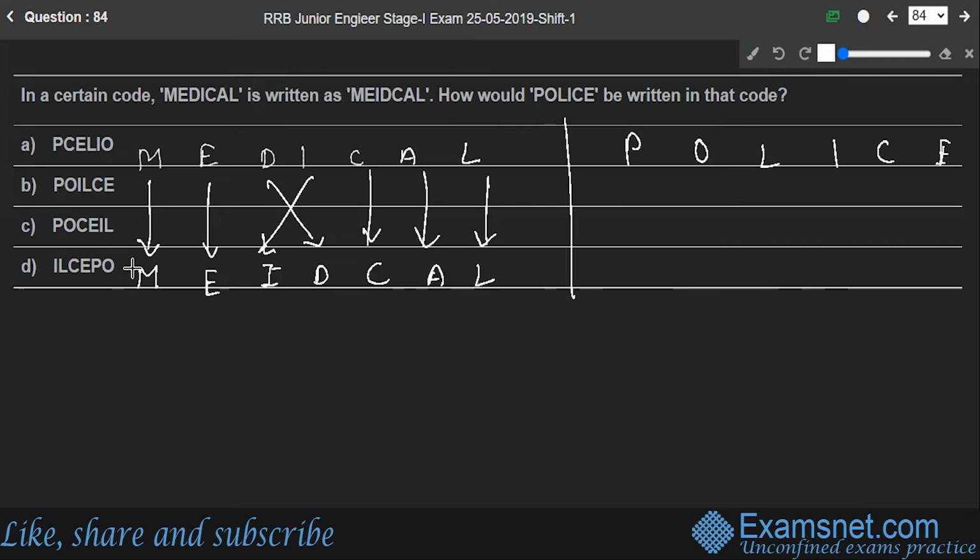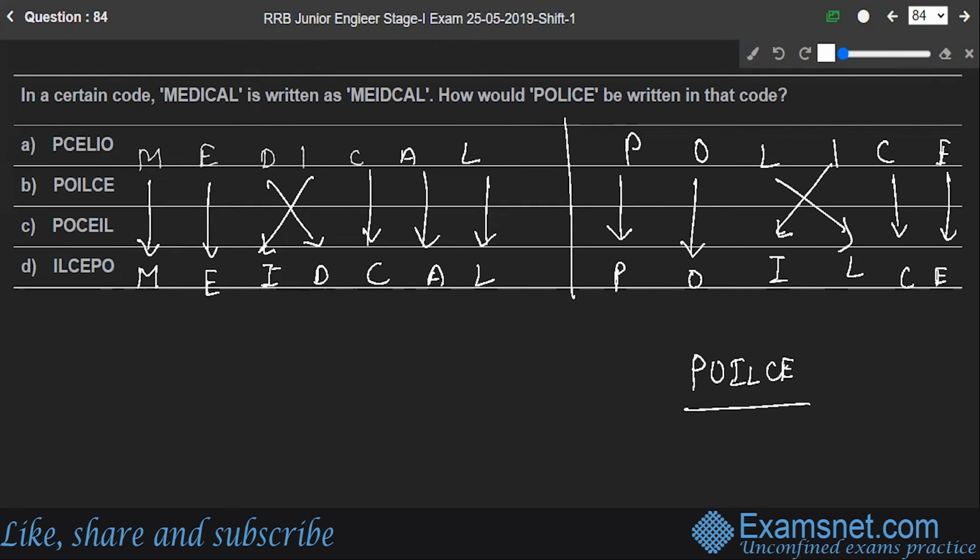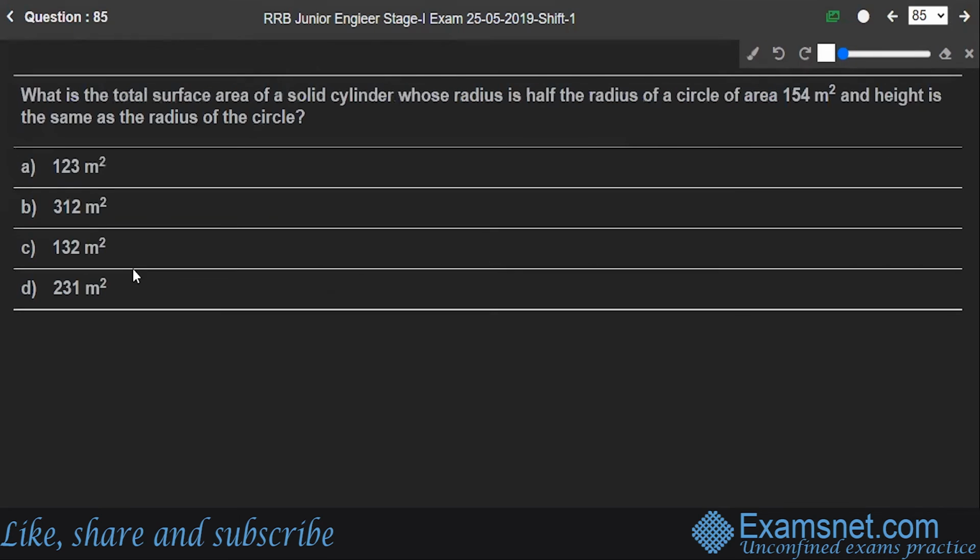So, P will retain its position. O will retain its position. L and I will interchange their positions. C, E will be over here. So that makes POILCE the correct answer. That makes option B the right answer. Hope you got that. Next is question number 85.